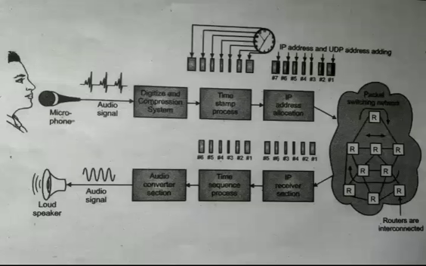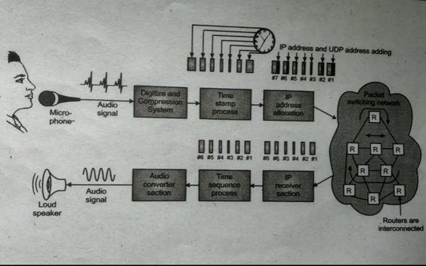The diagram here shows a typical IP audio system, and what parts are included in the system. First, the voice signal that is captured by the microphone is converted into an electrical signal, that is, the audio signal, by the wire.